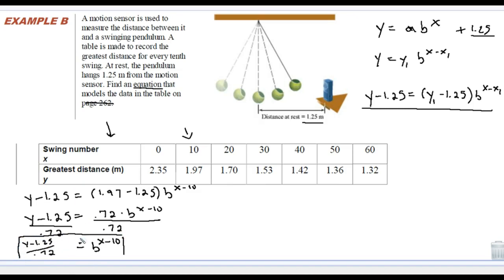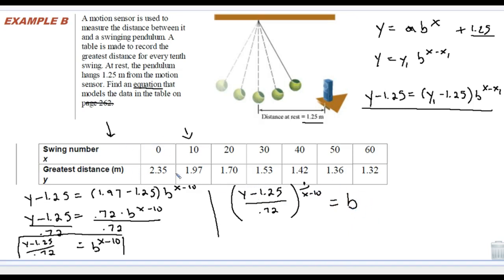Okay, so far that's what we've done. We just simplified this equation. Now we still have an x and a y and a b, so we just rewrote everything. Now if we wanted to solve for b, we would have to raise this whole thing to the 1 over x minus 10 power, right? So we can rewrite that. I'm just going to write it over here as y minus 1.25 over 0.72. We're going to say all that goes to the 1 over x minus 10 power, and that's going to equal b. So there is one way we can get b.